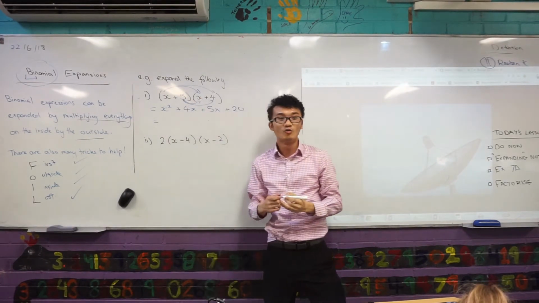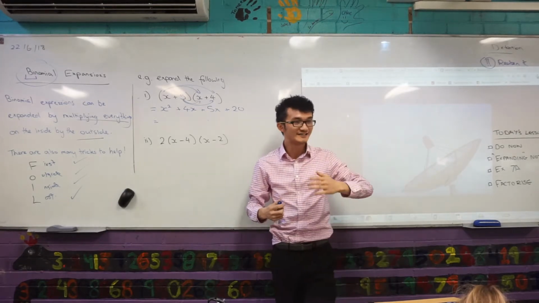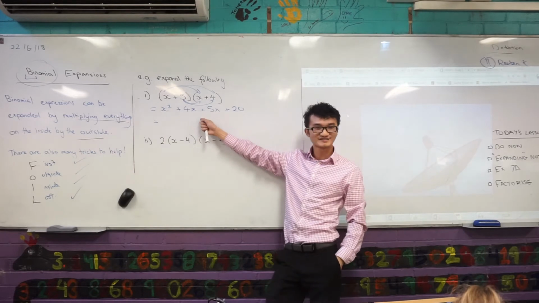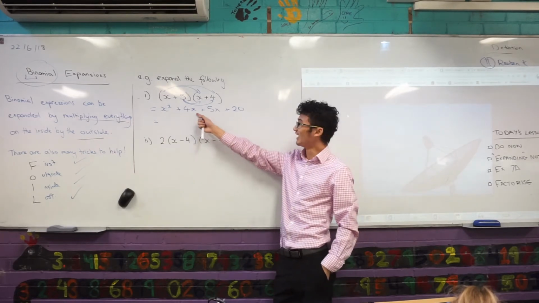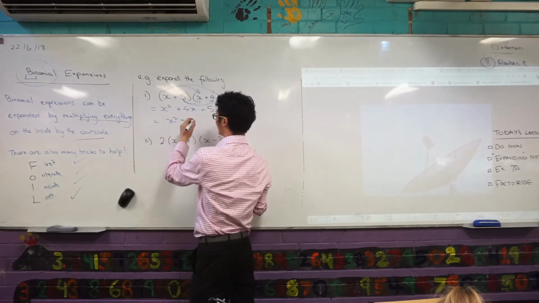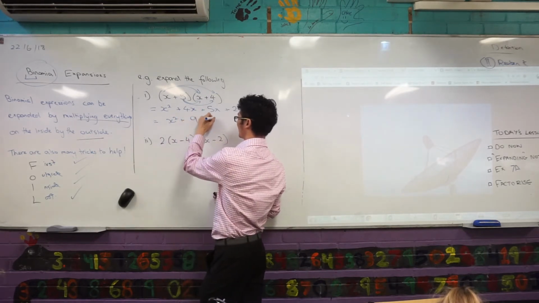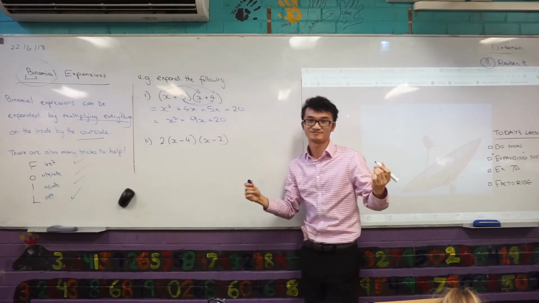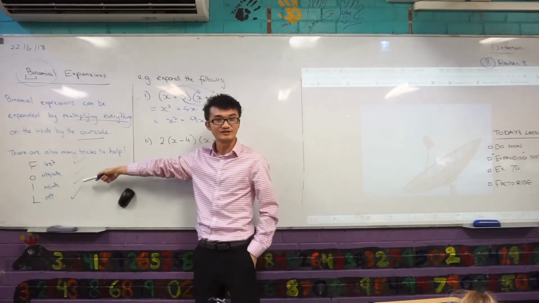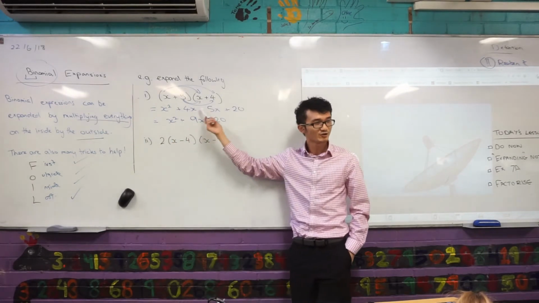Now here's the important part. When we're expanding, another implication is that we need to simplify as well. And what does simplify mean again in this case? Collect like terms. I can see there's two like terms there. x squared plus 9x plus 20. That's it. It doesn't matter what binomial expansion you have. You can always use this method here to do that. Okay. Any questions about this first one?